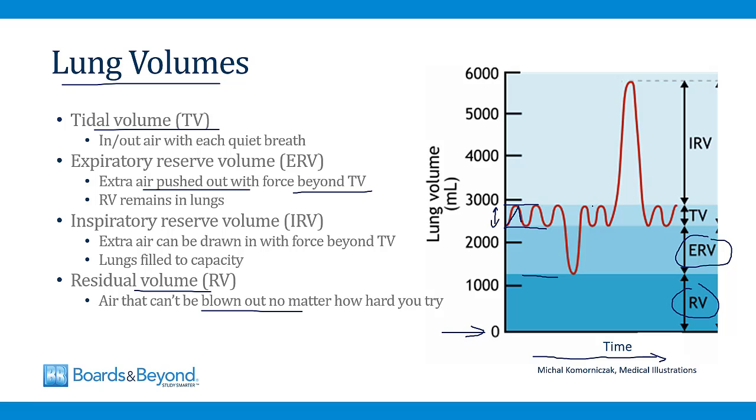Now consider if at the end of a quiet breath we were to draw air in and fill our lungs as much as possible. That extra volume of air that we could draw into the lungs is called the inspiratory reserve volume. This is extra air that can be drawn in with force beyond the tidal volume, and at this point the lungs are filled as much as they can be filled. We have a lung volume of just under 6 liters in a normal person.